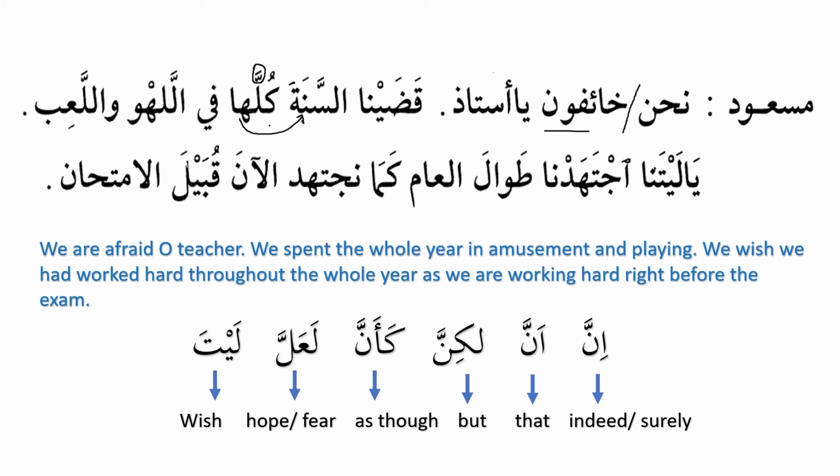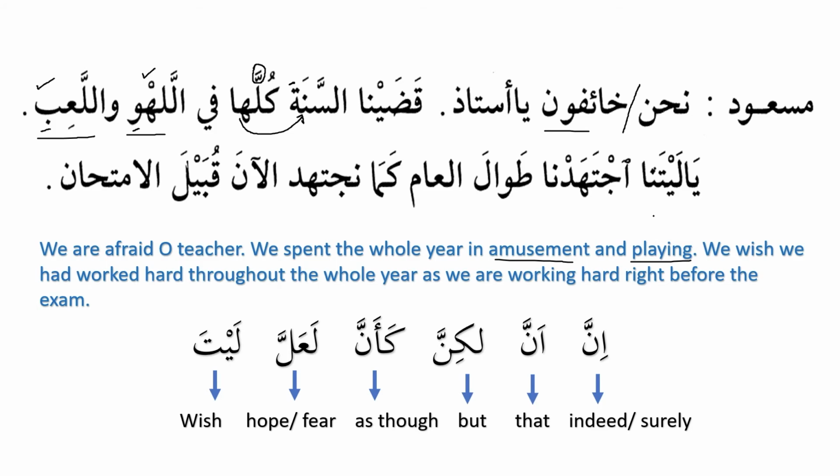قضينا السنة كلها. We spent the whole year في اللهو واللعب, in amusement and in playing. لها يلهو لهوا. So this is masdar, and لعب يلعب لعبا is also masdar. That's why when you look at the translation over here, we are afraid, O teacher, we spent the whole year in amusement and playing. So why do we have the noun over here? Because here we have masdar, and the masdar is translated as a noun, as amusement, and it can also be translated as a verbal noun because we know that this is a verbal noun. So it is playing.